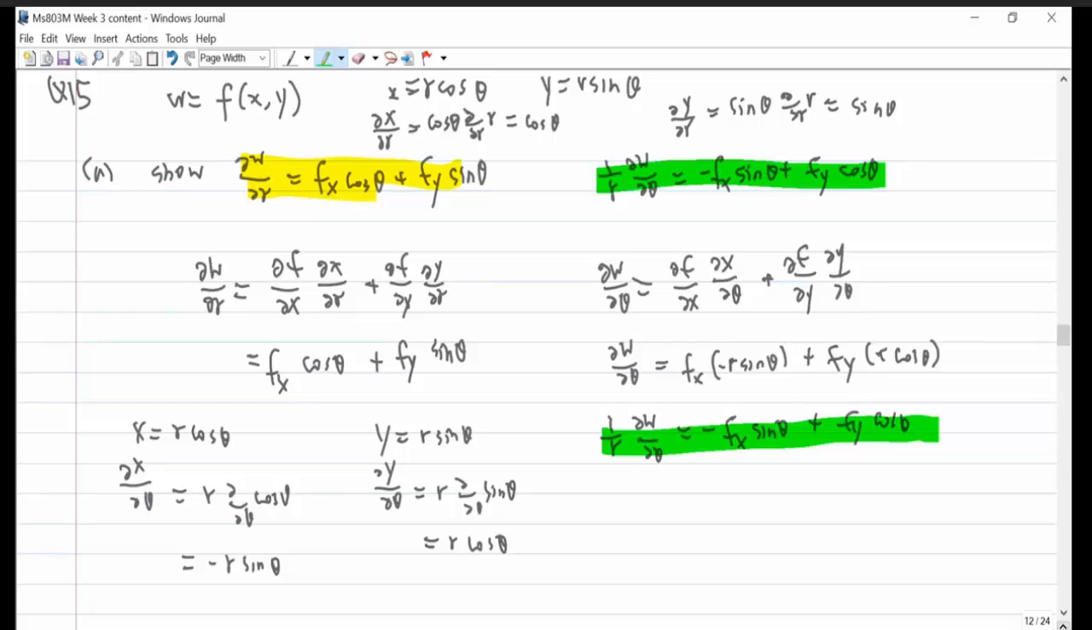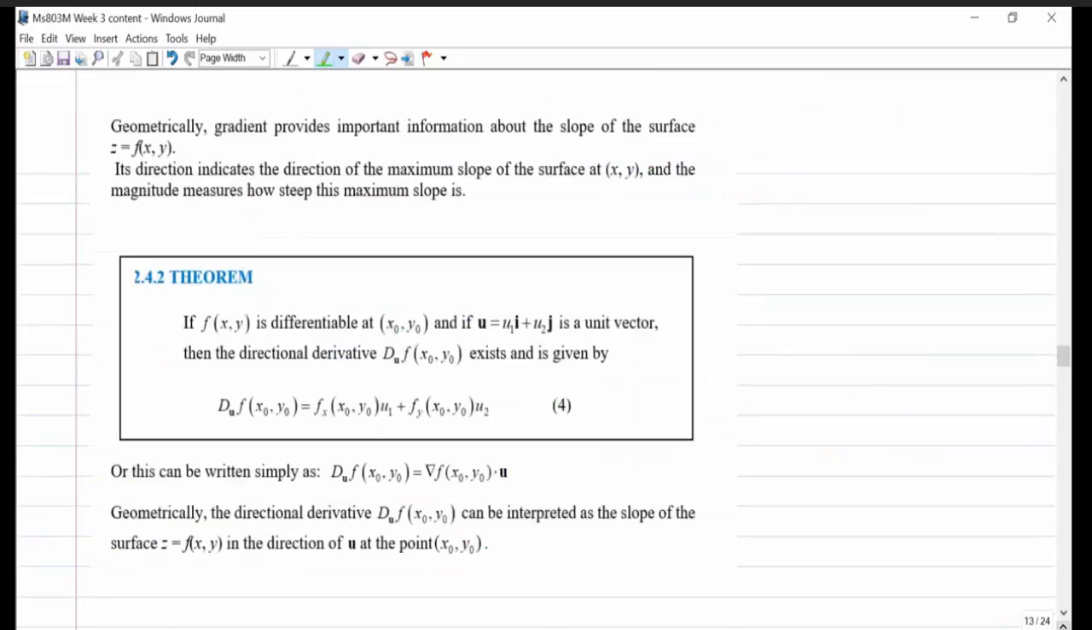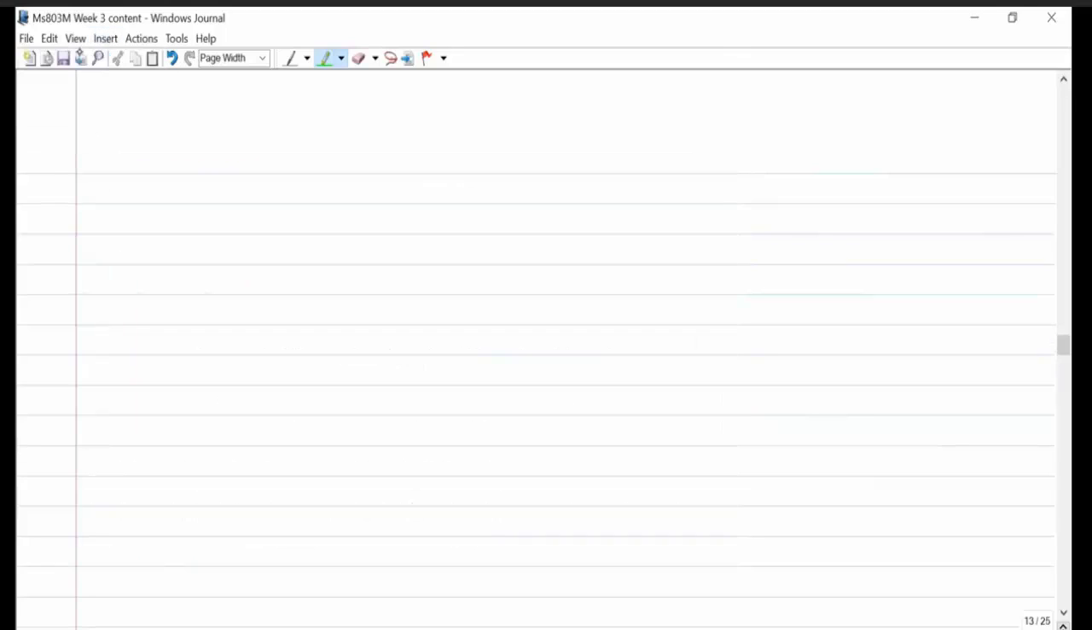This is how you show part A. So part A, right? How to show part A? Using the chain rule for partial derivatives. Okay, so now I'm going to move on to part B. Insert another page here. Part B.